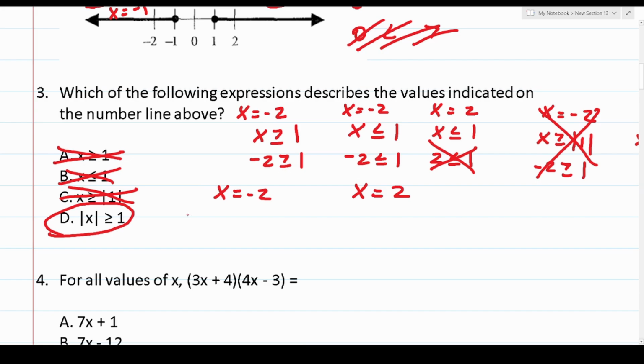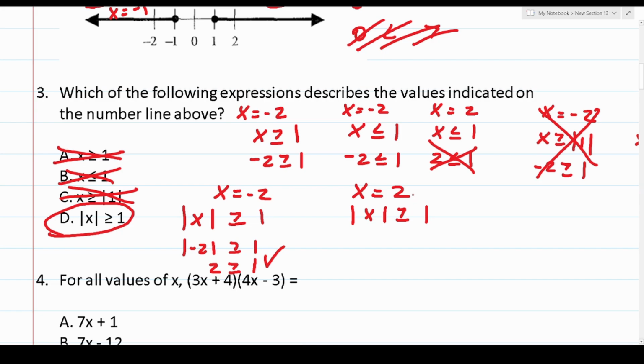We're going to plug those into this expression: absolute value of x is greater than or equal to 1. Let's plug in -2 for x now. So this is absolute value of -2 is greater than or equal to 1. Absolute value of -2 is +2. +2 is greater than or equal to 1. That's a true statement, so that works.